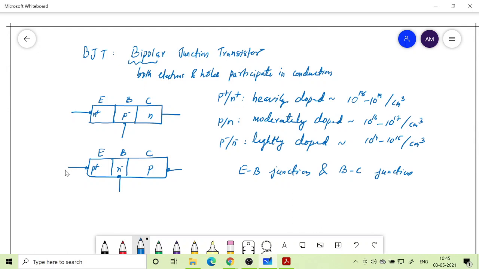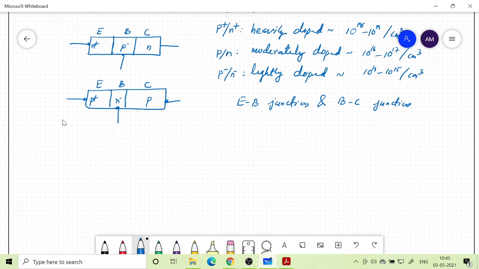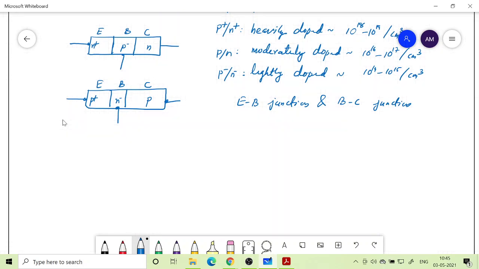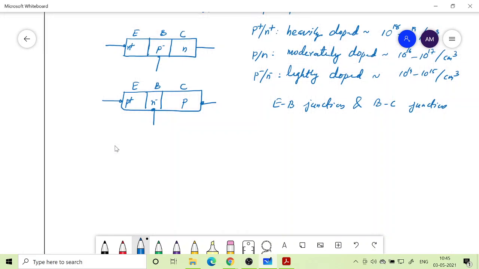Now the symbols of this device. For NPN, the symbol is going to look like this. This is your base, this is your emitter, and this is your collector. And here again you will have collector, base, emitter. So this is the symbolic, and this is the schematic.